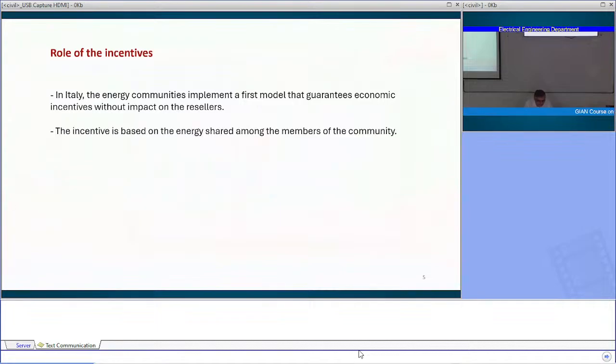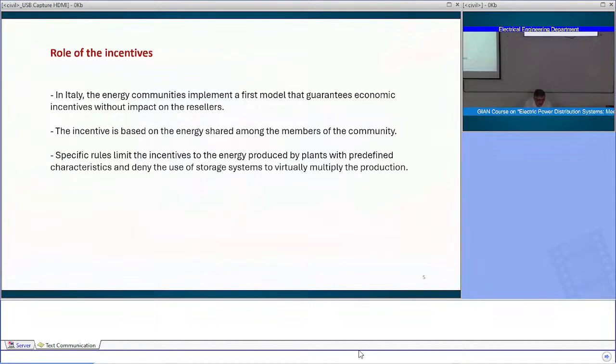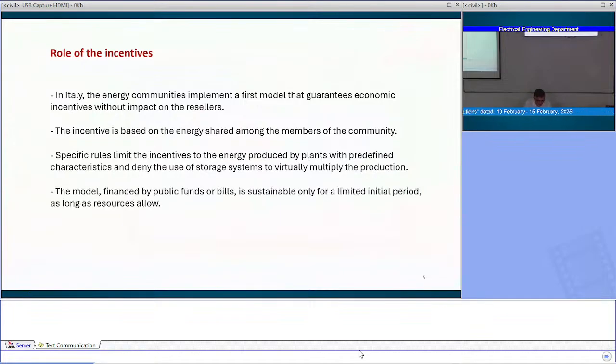The incentive is based on the energy shared among the members of the community. Specific rules limit the incentives to the energy produced by plants with a predefined characteristic and deny the use of storage systems to virtually multiply the production. The model financed by public funds or bills is sustainable only for a limited initial period. So this is a transient period just to start these communities as long as resources allow.